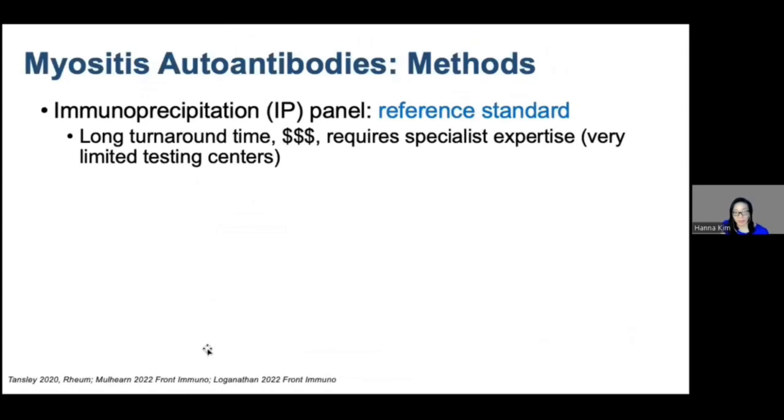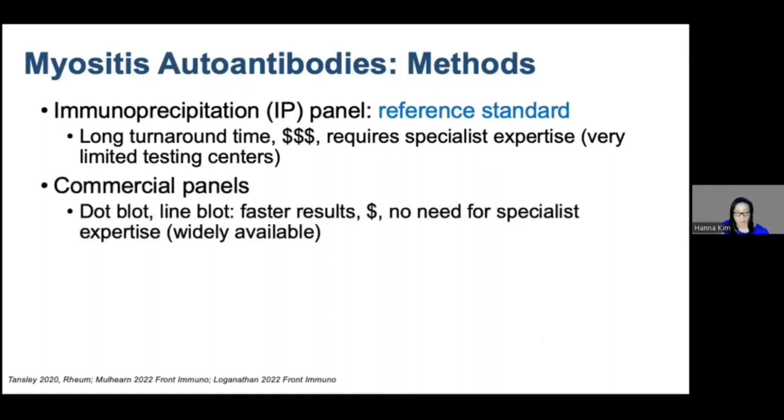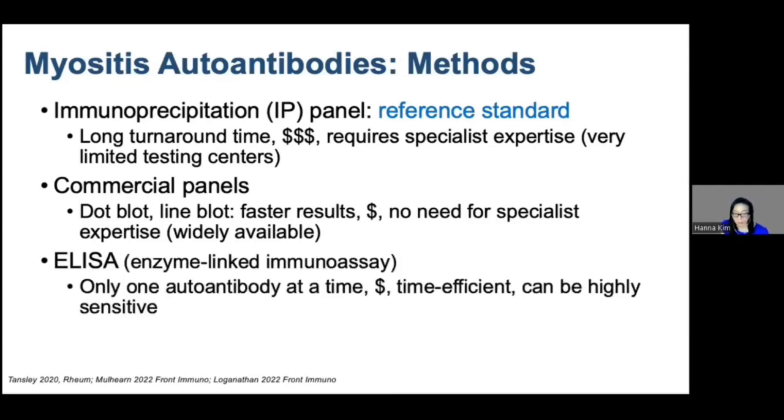And finally, briefly about the testing itself, there are different methods of testing. Immunoprecipitation as a panel is the reference or gold standard method. There is a long turnaround time for this, often several months. It is quite expensive and requires specialist expertise, which limits how many centers there are. There are less than 10 in the world and only 1 in the US. There are commercial panels which are widely available, such as dot blot and line blot, which provide faster results, and there's no need for specialist expertise. And ELISAs, which do 1 autoantibody at a time and can be highly sensitive.